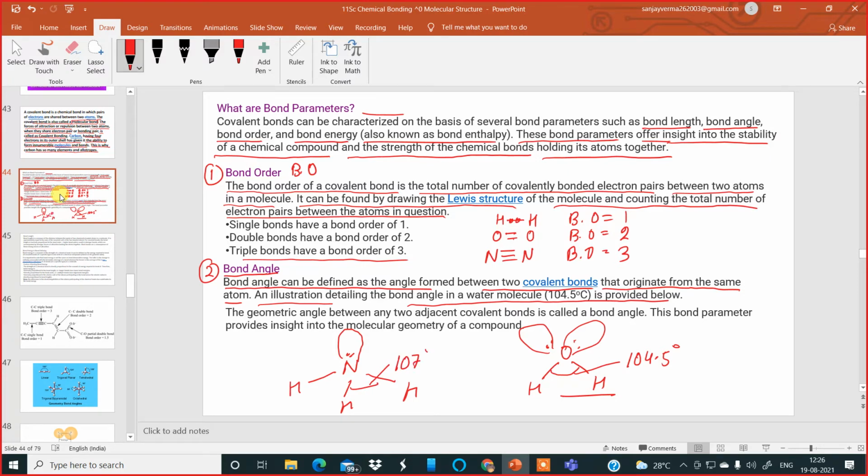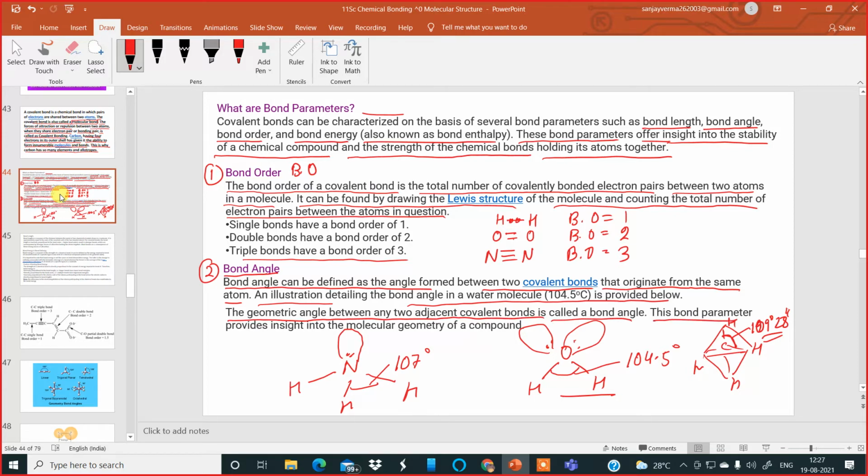And if you look at methane, say I draw methane: carbon, hydrogen, hydrogen, hydrogen, hydrogen. Hydrogen here, hydrogen here, hydrogen here, hydrogen here. So over here, in carbon and methane, the bond angle becomes 109 degrees 28 minutes. Okay. So this is called bond angle. The geometric angle between any two adjacent covalent bonds is called a bond angle.